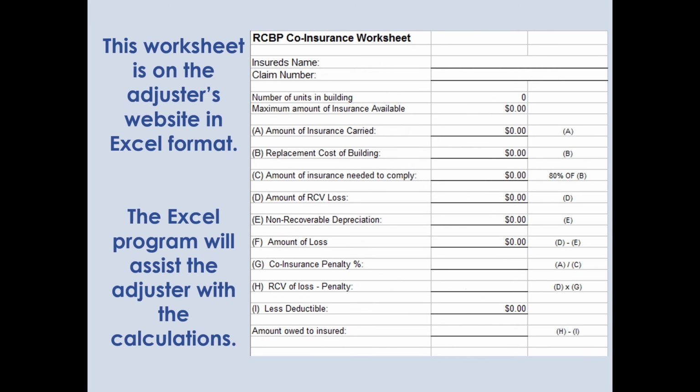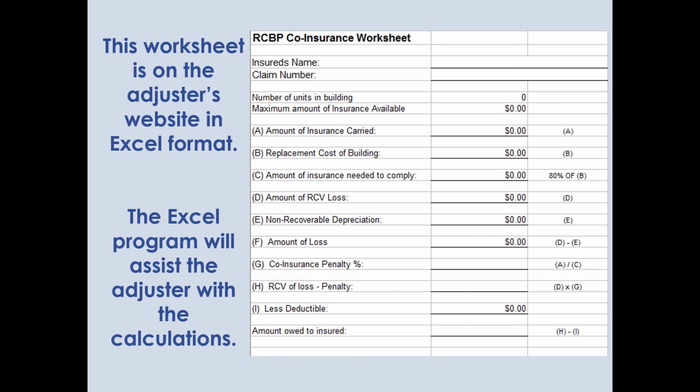The coinsurance penalty worksheet is in Excel format. We have this on our dashboard for you. It's plug and play. You put in the number of units, the amount of insurance available, and the amount they carry, and the rest of this will spit out an answer to you where at the end, after you put in the deductible, it will tell you the amount owed to the insured. It calculates this for you, but it's very simple math. We're talking about fourth grade math.